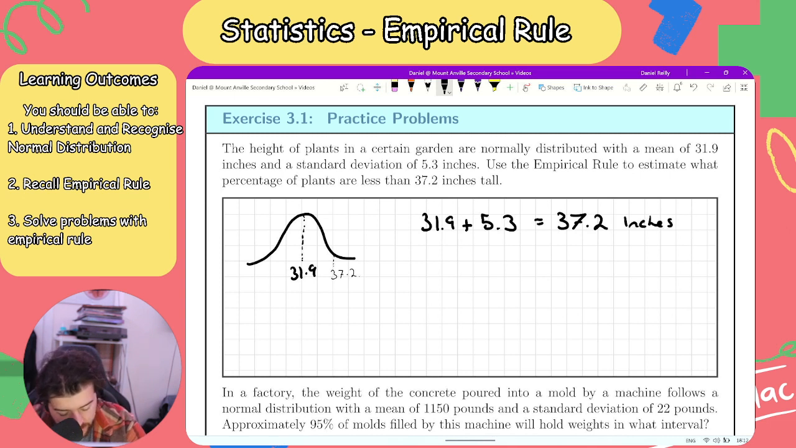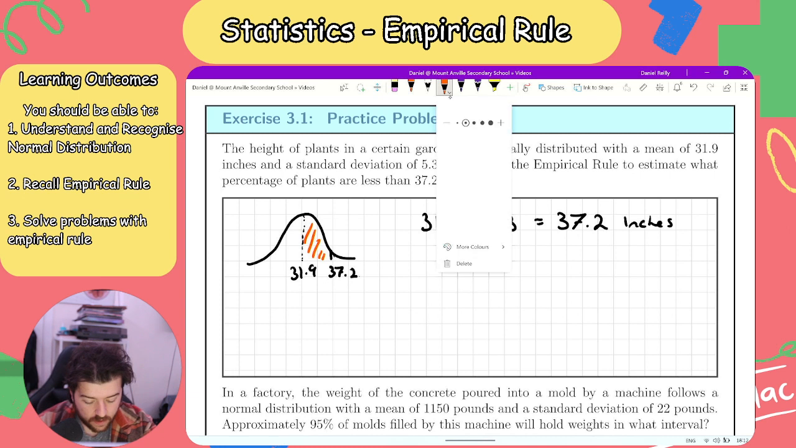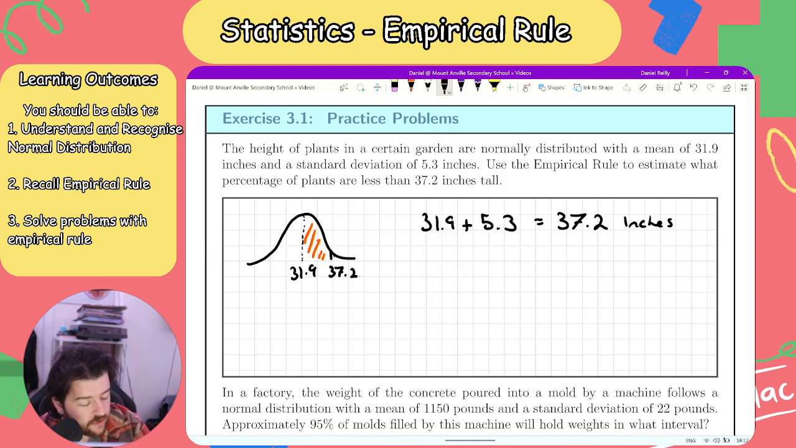Right? So that means this section of the data is 1 standard deviation above the mean. Right, so 1 standard deviation above the mean, 68, 95, 99.7. So 68% of my data lies within 1 standard deviation of the mean. But remember, that's 1 above and below. This is only above. So this area is going to equal 34%.